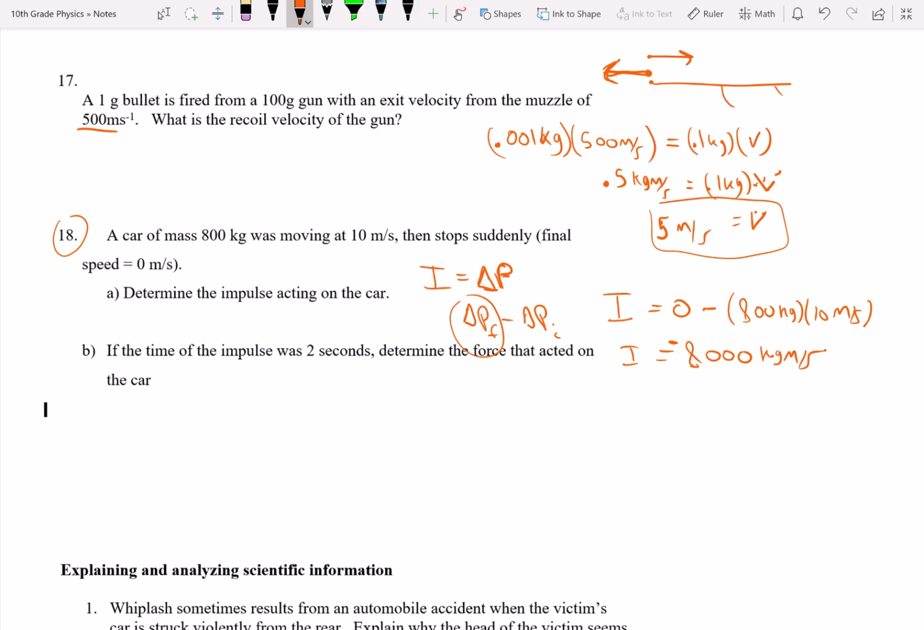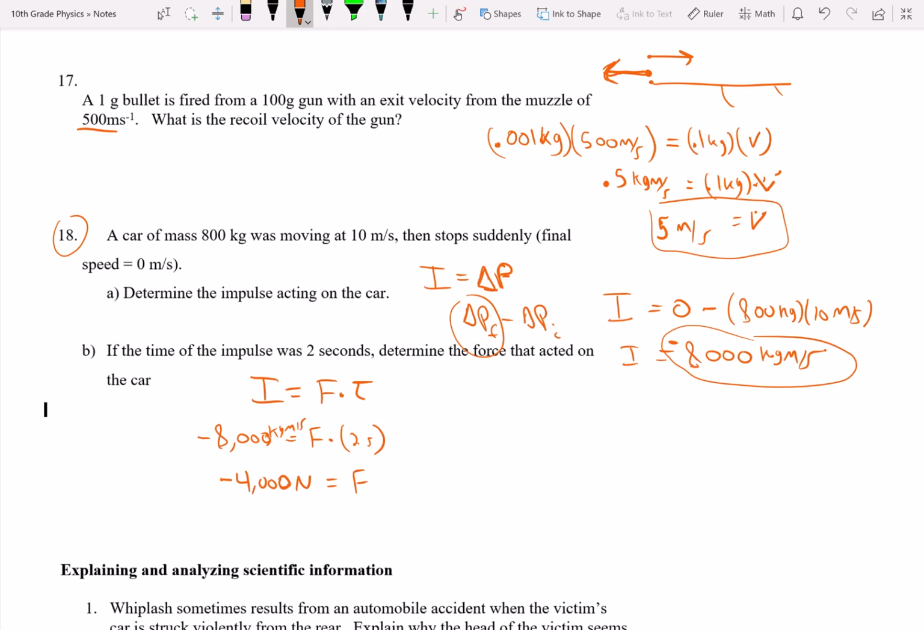that acted on the car. So then we're going to use another definition of impulse. Impulse is force times time, right? So we know our impulse was 8,000. And I'll go ahead and stick with the negative 8,000. Is force times our time, which is 2 seconds. And so we divide this and we get negative 4,000. This is kilogram meters per second. And if you divide by 2 seconds, you get negative 4,000 kilogram meters per second squared, which are newtons.